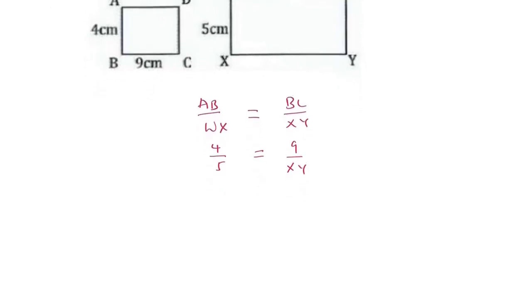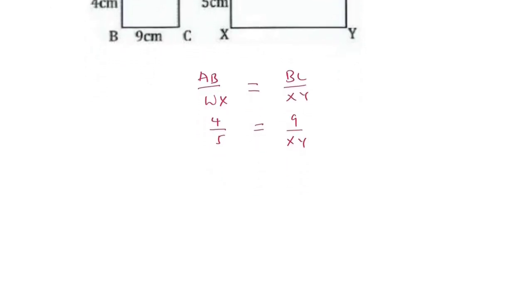So next we are going to cross multiply these values. Our equation is going to be XY times 4 equals 5 times 9. Let us now divide by 4 on both sides. Then our equation is going to be XY equals 5 times 9 over 4. Solving this, we have XY equals 11.25 centimeters. And this is going to be our answer.